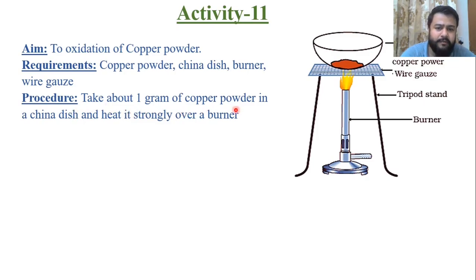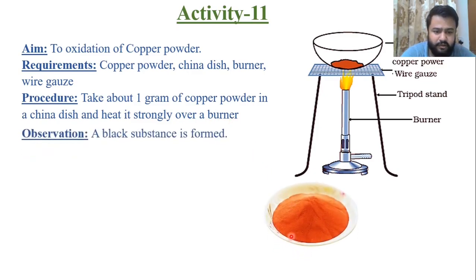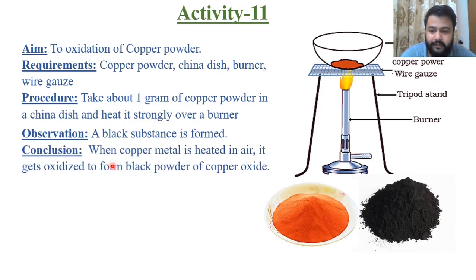Procedure is to take 1 gram of copper powder in a china dish and heat it strongly over a burner. We all know that the reaction will be copper reacting with O2, that is oxygen. This is your copper powder, which is brown in color. Whenever it reacts with oxygen, or is burning in the presence of oxygen, this brown color copper powder will convert into black color, like this one. It means copper reacts with oxygen and forms copper oxide. So when copper metal is heated in air, it gets oxidized to form black powder of copper oxide.